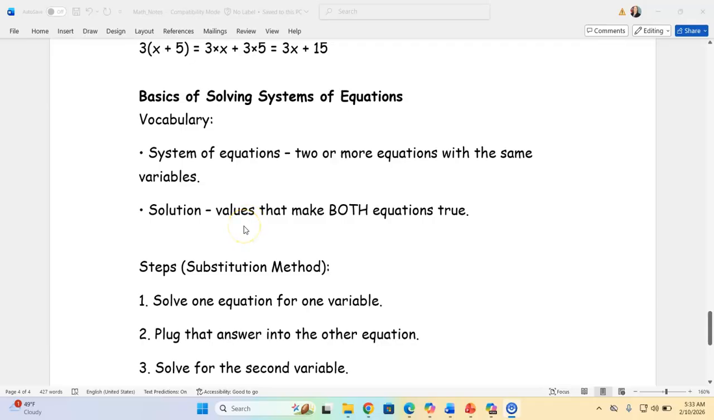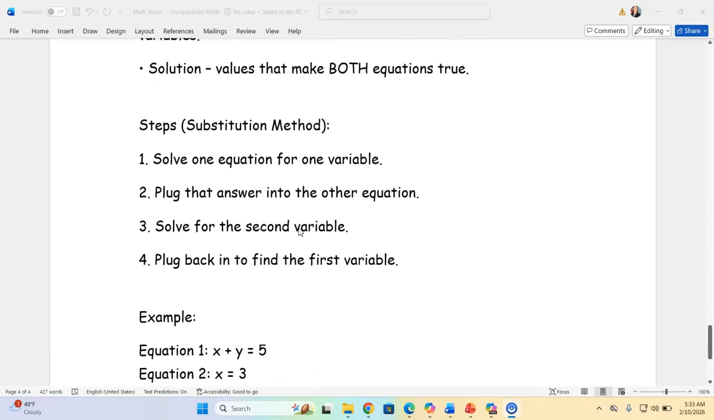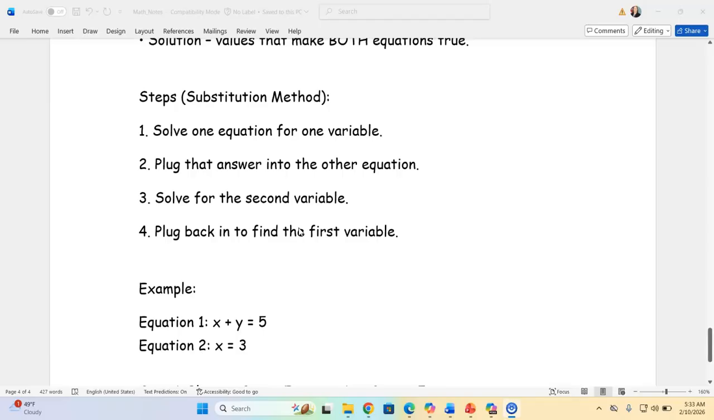So again, we're really talking about math sentences here, where you have systems of equations, or 2 or more equations with the same variables, and a solution, which basically is a value that makes both equations true in this case. So there are a couple of different methods. There's the substitution method, and I'll give you a chance again to read this and look at the examples. You can pause this video and read through this, and then practice with your examples.